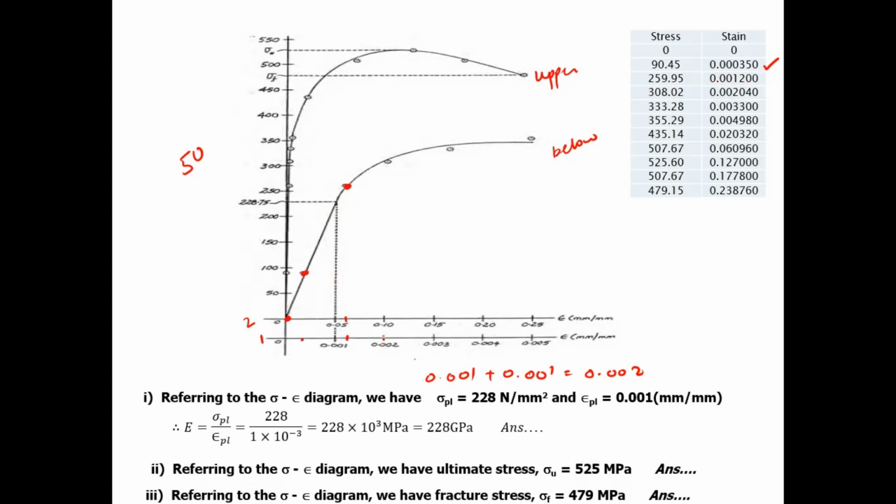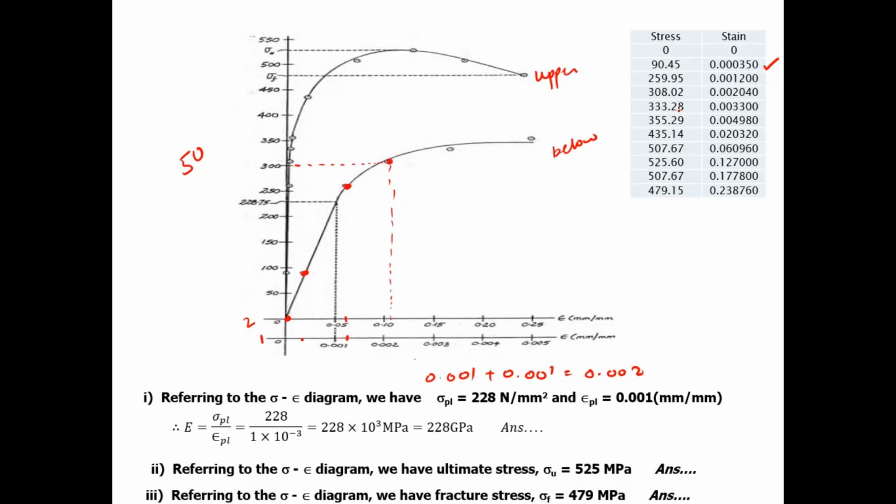0.00204. So it is somewhere here. So we make a point which is 308. You can check here, 300 is here, 308. It's very near. Okay, so this is our third point.